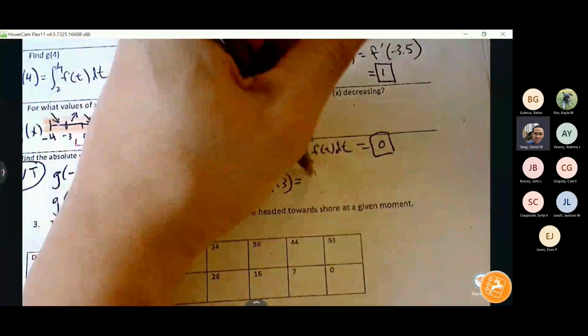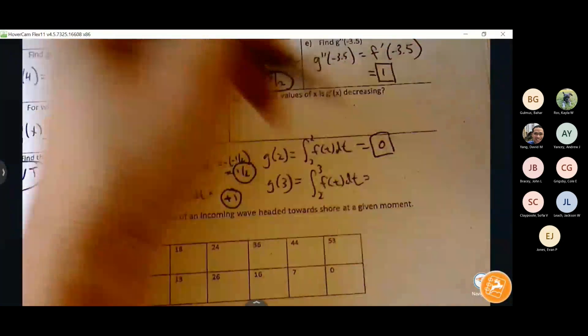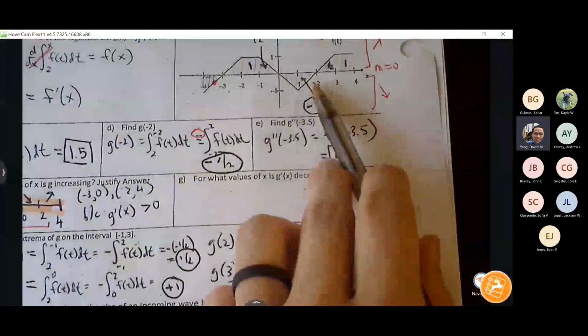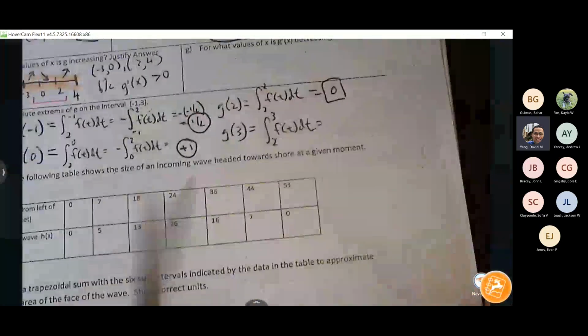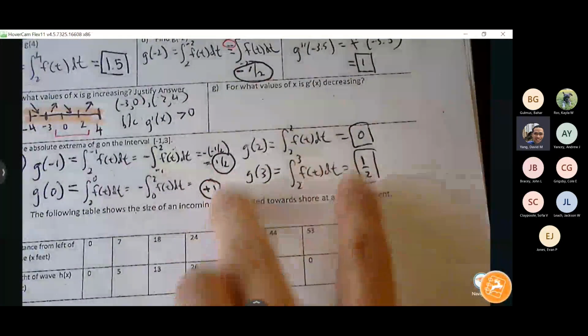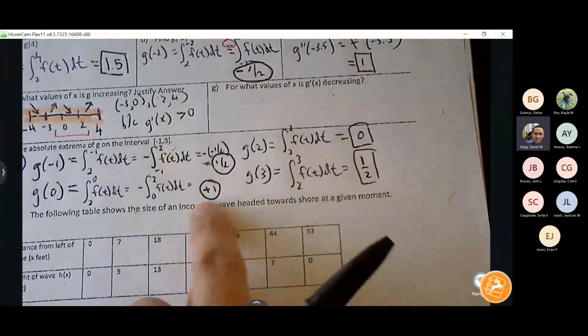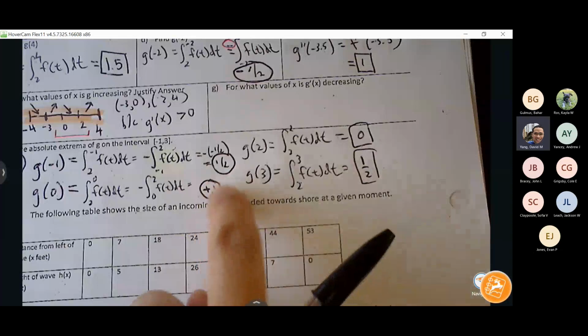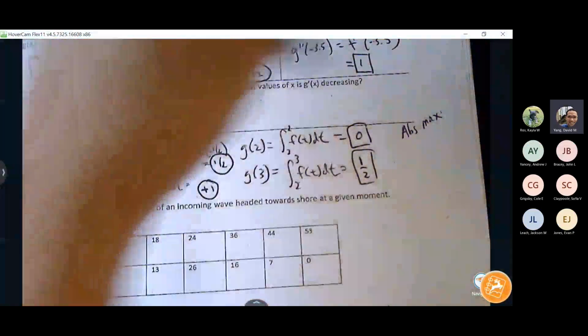Okay, g of 3. So from 2 to 3. We see clearly above the x-axis, so positive 1/2, that's the area of that triangle. No need to change bounds, so just 1/2. All right, so then we know that all of our candidates are within these four, looking at these four y-values. The highest y-value is your absolute max. The lowest y-value is your absolute min. I only care about the y-value.